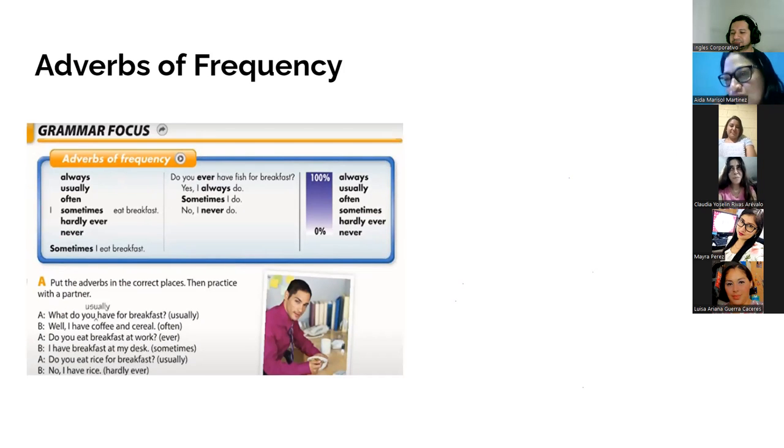What do you have for breakfast, Aida? Mm-hmm. What do you have for breakfast, Aida? Oatmeal and milk. Eggs, tomato, onion. Eggs with tomato and onion and tortilla.